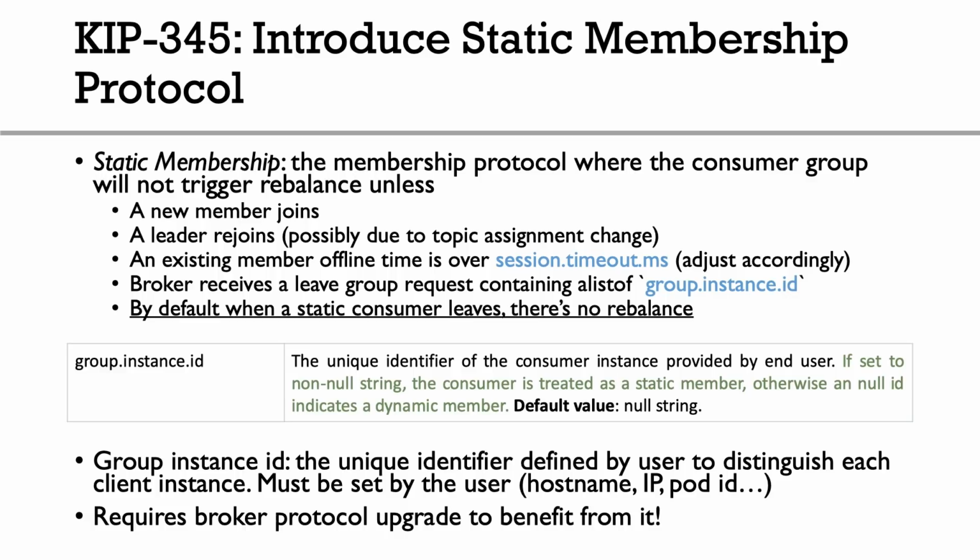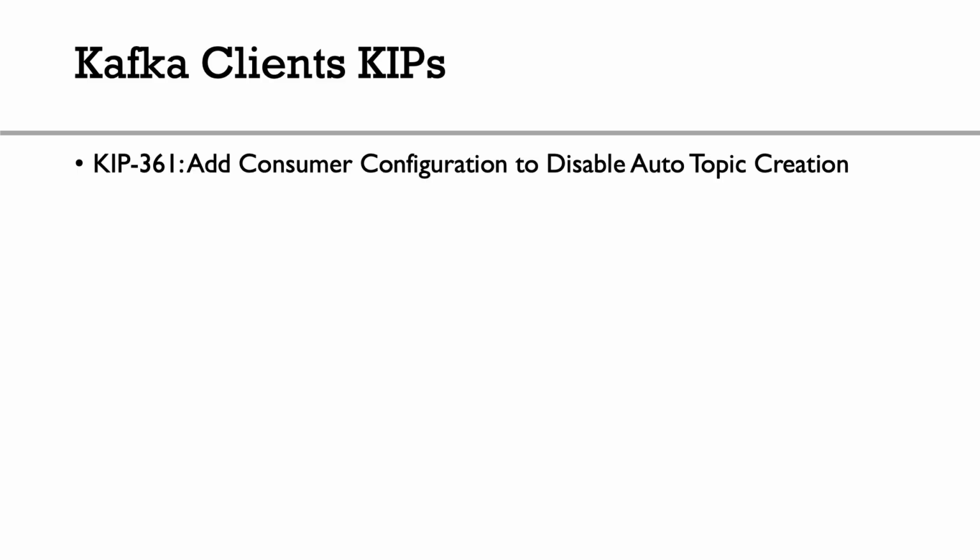Overall, if you want to use that feature, you must upgrade your broker protocol to 2.3, and then you will upgrade your consumer to use that feature and you'll be good to go. Okay, other KIPs for clients. 361 is add consumer configuration to disable auto topic creation.